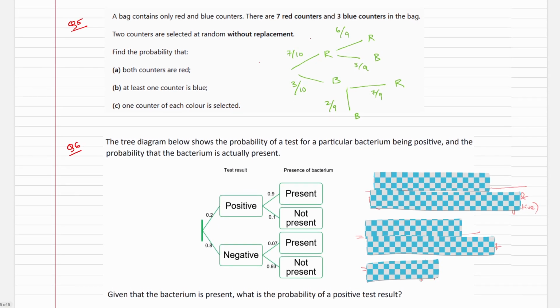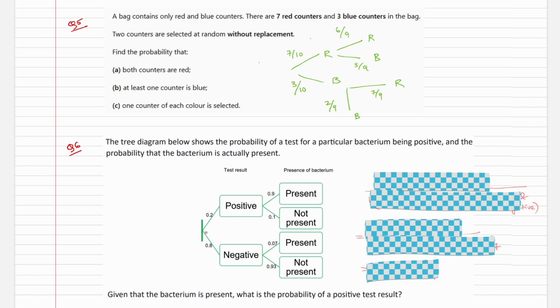Alright, the last question. The last question says the tree diagram shows the probability of a test for a particular bacterium being positive and the probability that the bacterium is actually present. When you conduct the test, the probability of the test being positive is 0.2. When the test returns a positive result, the probability of the test being correct is 0.9. That means the test was positive and the bacteria is actually present. That is 0.9. The probability of the test showing a false positive is 0.1.